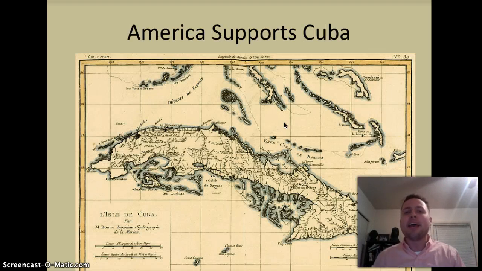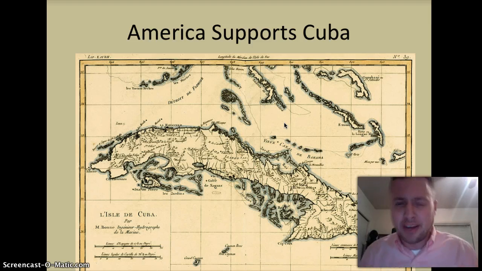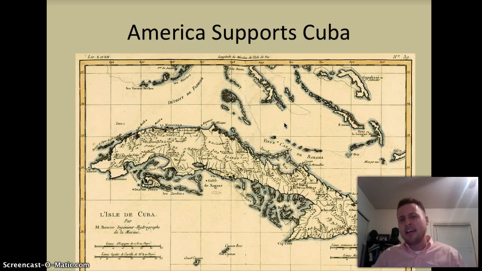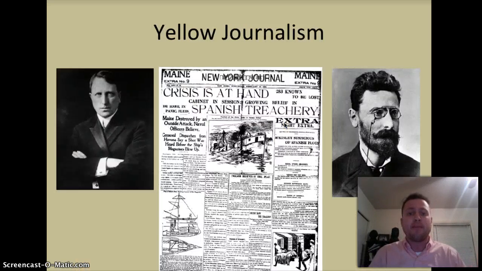There's something else going on. There's issues with Spain. Spain controls Cuba as its own colony. In Cuba, there's an independence movement, kind of like our 1776, and Spain doesn't want it to happen. Spain attempts to put down the rebellion, and America doesn't support Old World Spain, supports New World Cuba. You can think Monroe Doctrine, America for the Americas.